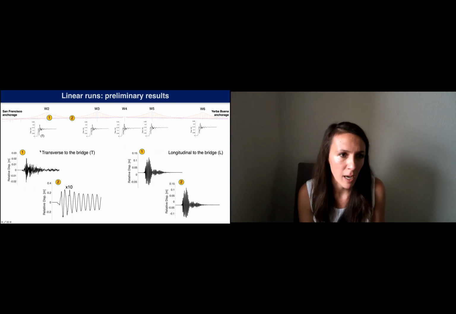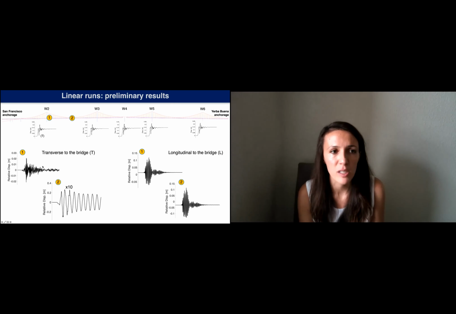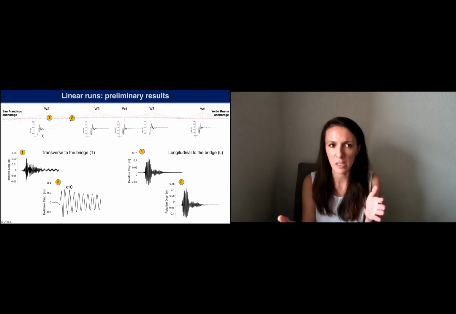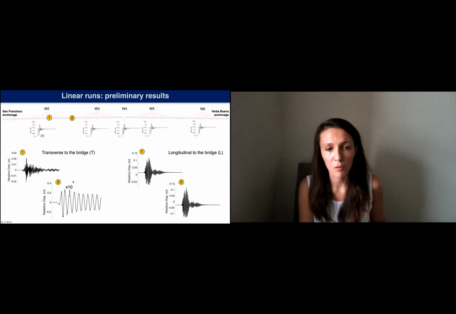Here we have started looking at, for example, the differential displacement between node number one, which is representative of the in-plane displacement of the tower, and node number two, which is at the mid-span of the deck, where we see, as expected, an amplification of about 10 times.